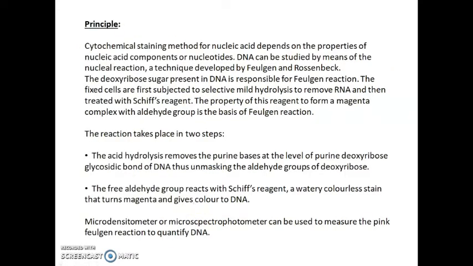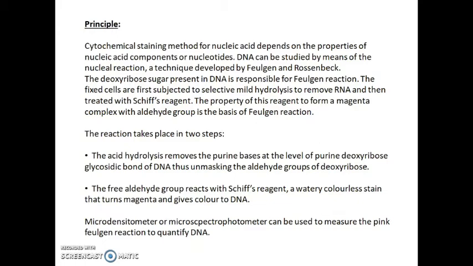The principle behind this staining is that it depends on the properties of nucleic acid components or nucleotides. DNA can be studied by means of various reactions, like the technique developed by Feulgen and Rosenbach. The deoxyribose sugar present in DNA is responsible for the Feulgen reaction. The fixed cells are first subjected to selective mild hydrolysis to remove the RNA and then treated with Schiff's reagent. The property of this reagent to form a magenta complex with aldehyde groups is the basis of this reaction.